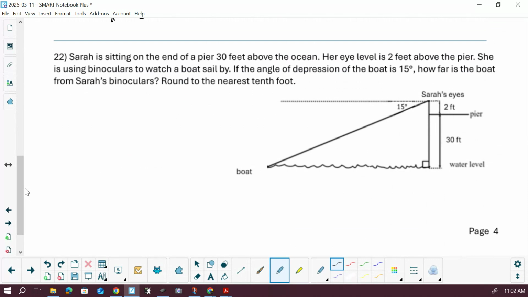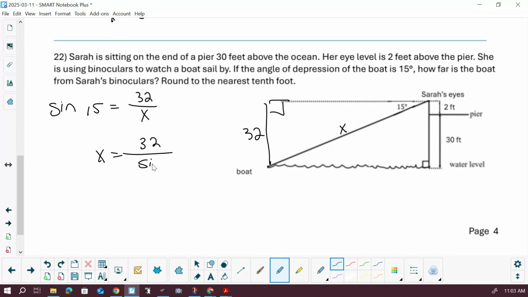last one. Sarah's, same basic question. How far is the boat from Sarah's binoculars? Same question. X is there. Okay, so that means we drop our line down. 32, right? 15, so it'd be sine of 15 equals opposite over hypotenuse. It's in the denominator. We use our shortcut. 32 divided by sine 15 is 123.63, so 123.6. And that's our answer to that one.